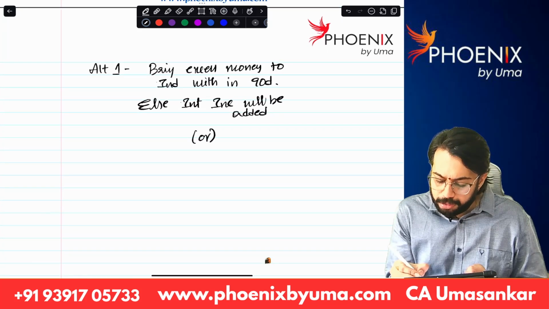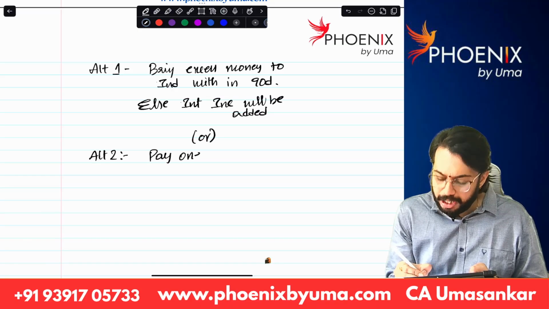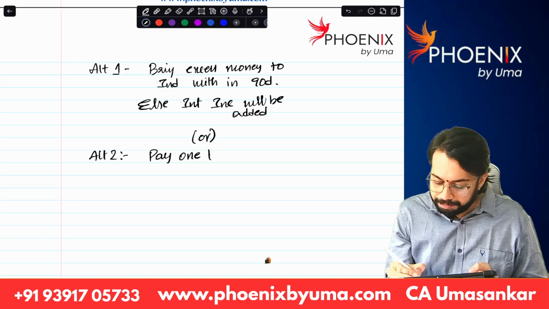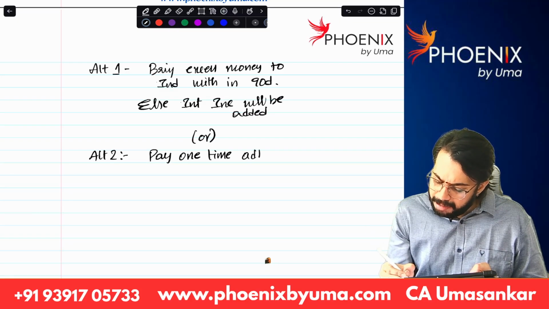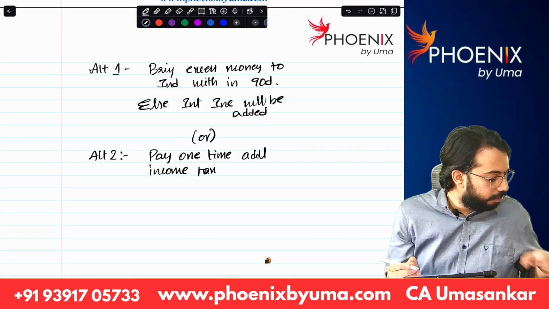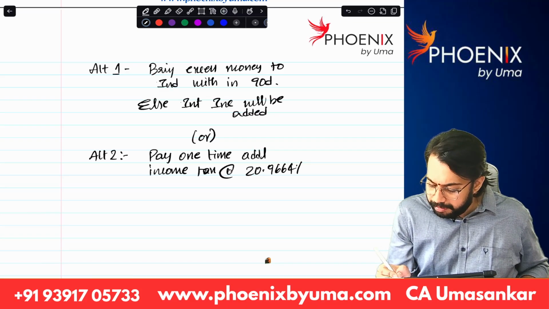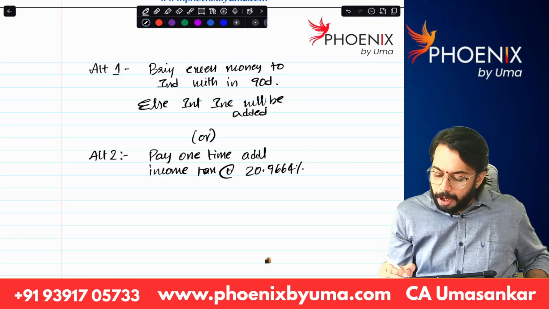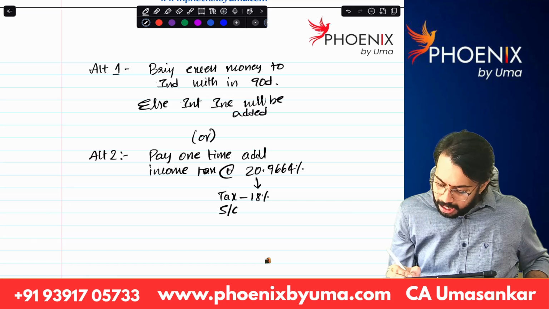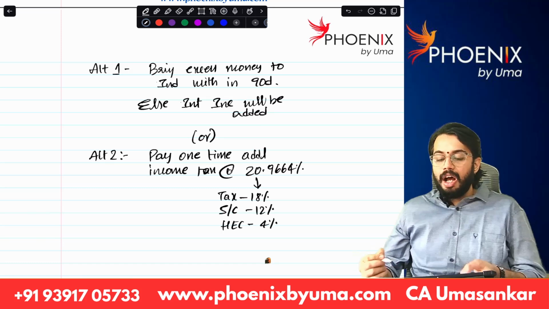Or alternative two, pay one-time additional tax. You need not bring the excess money, but pay one-time additional income tax at the rate of 20.9664%. Okay. So 20.9664%, how much? Tax 18%, surcharge 12%, HEC 4%. Are you able to understand?